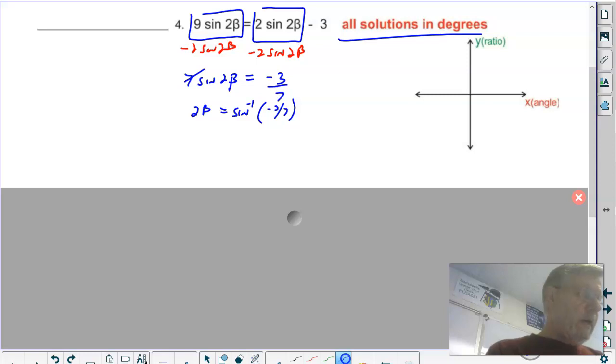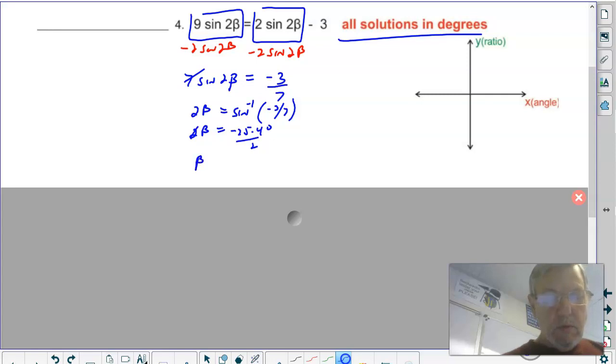-3/7 inverse sine. And I got -25.4 degrees. 2 beta is approximately -25.4 degrees. Okay, divide that by 2. And now beta is going to be, and again, I'm just doing it in my calculator, -12.7 degrees. Now, generally when we list all values, we don't like to list negative values.